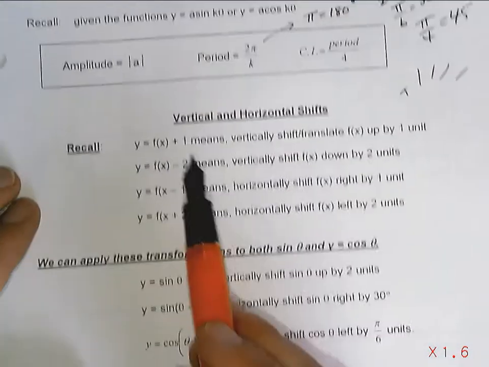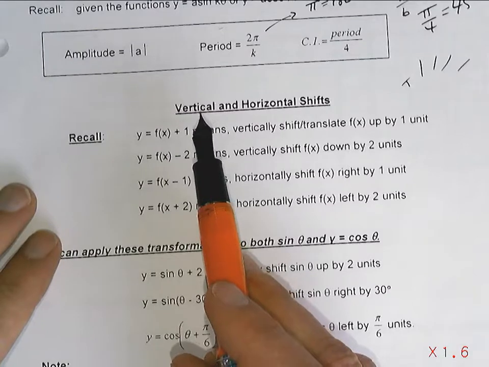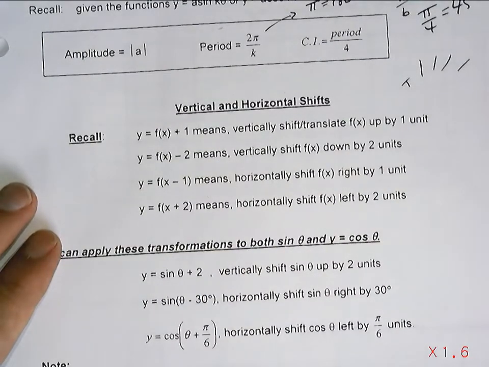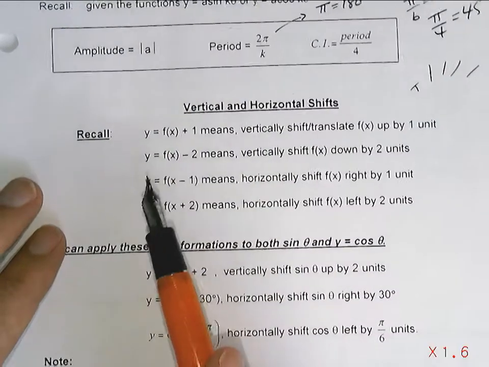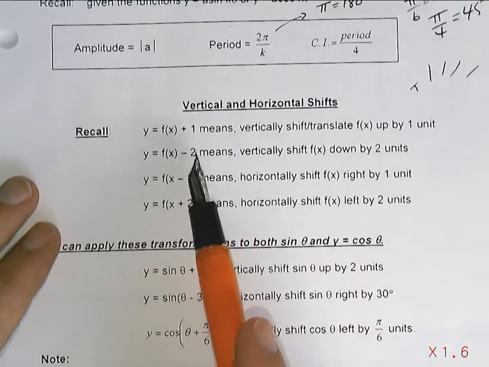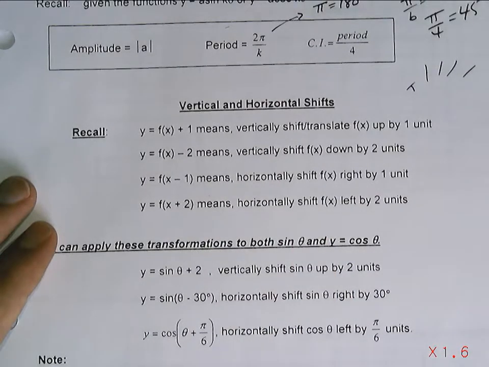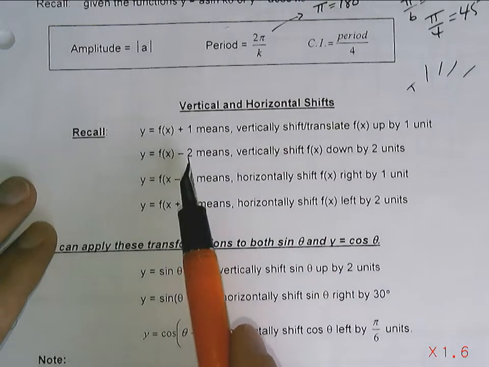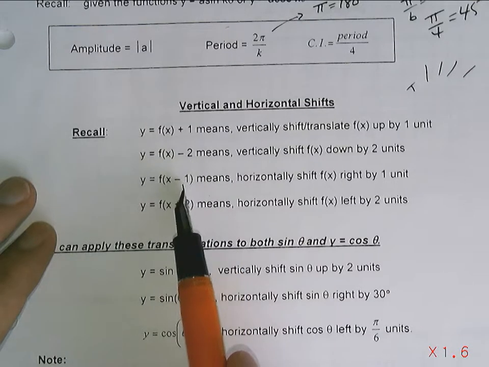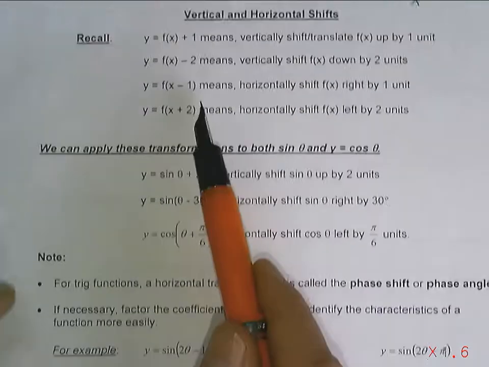But what about vertical and horizontal shifts? They're going to move that thing up and down, left and right. Okay? So vertical and horizontal shifts. You remember that f of x plus 1 means vertically shift or translated up 1 unit. You remember that. Move it down 2 units. Move it to the right 1. Move it to the left 2. We good? That's all things that made sense before.